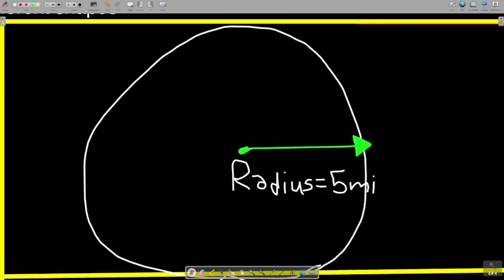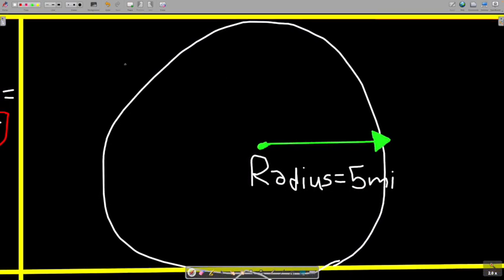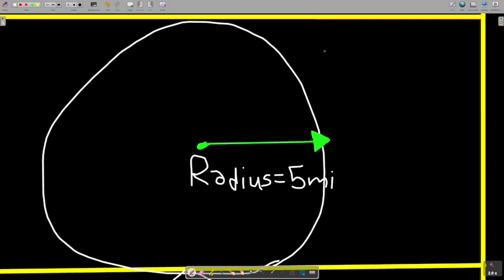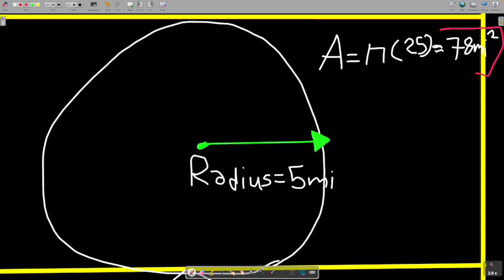Next we have radius equals 5 miles. Also assuming that these are perfect circles. So the formula is pi r squared. A stands for area. So pi times 5 miles squared, so that's 25. So it's pi times 25, which is approximately equal to 78. So it's 78 square miles. That's the answer. That's the area of this circle.